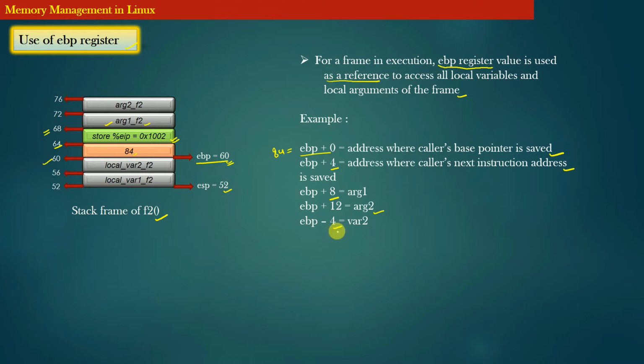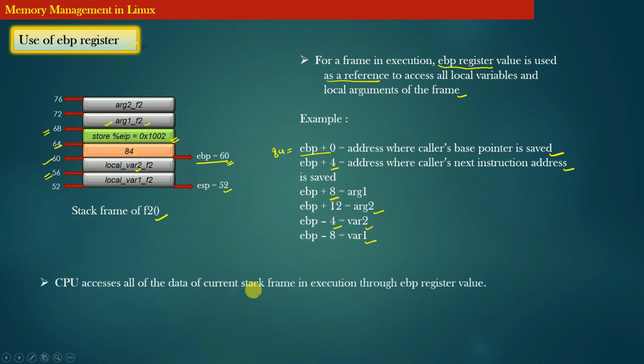Similarly, if you subtract from the base pointer register value, you will get the address of the local variables of the current function. Here you will get the address of local variable var2, because 60 minus 4 gives 56. So 56 is the address of local variable var2. Similarly, if you subtract 8, you will get the address where local variable var1 is stored. So you can see that the CPU accesses all of the data of the current stack frame in execution through the EBP register value. Thus, for a frame to execute its instructions, the EBP value must be set correctly.